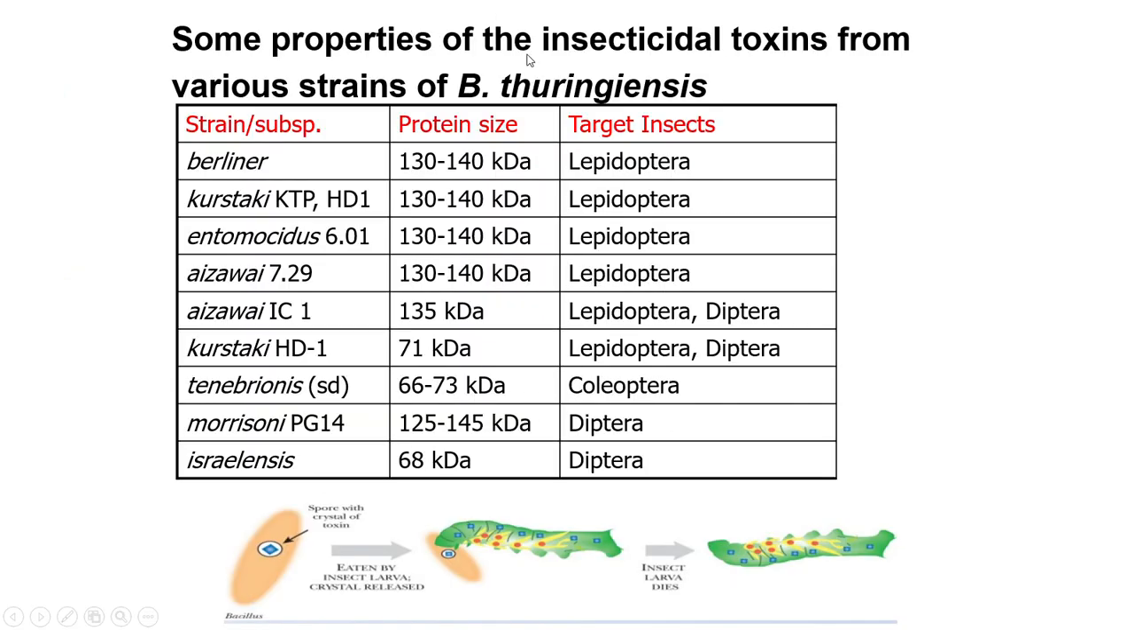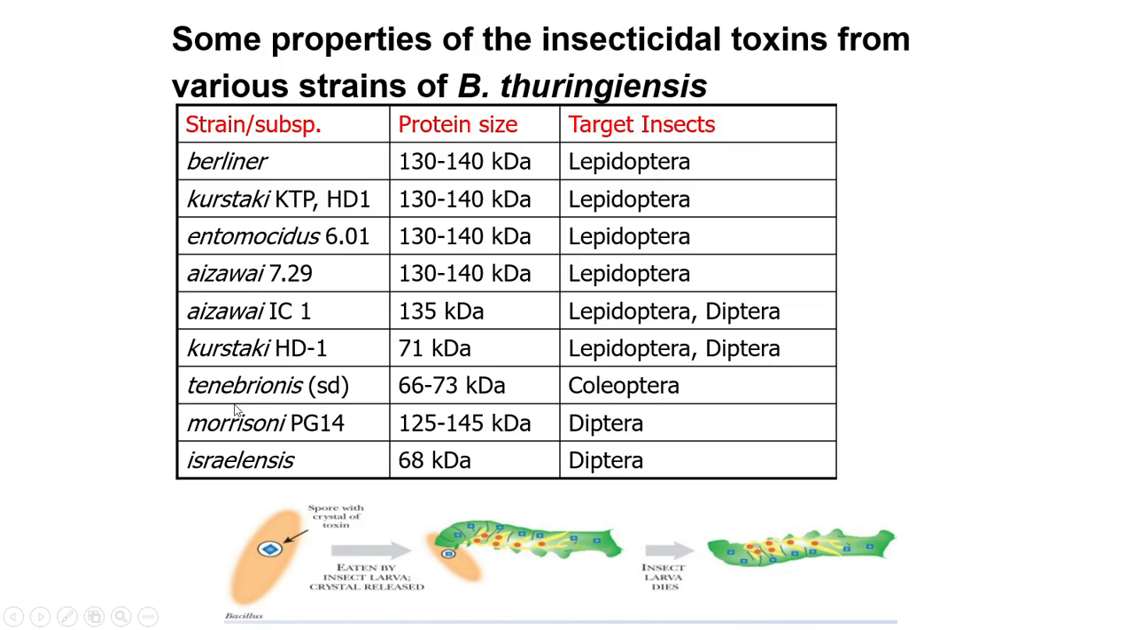As you know, there are several strains of Bacillus thuringiensis, and they produce different types of crystal protein, and each protein has a specific target. Like the strain Berliner, the protein size is 130 to 140 kilodalton. It kills specifically Lepidopteran pests. Similarly, Kurstaki HD1 also produces 130 to 140 kilodalton protein, and it also kills Lepidopteran pests. And Kurstaki HD-1, another strain, produces around 71 kilodalton protein, and it kills both Lepidopteran and Dipteran insects.